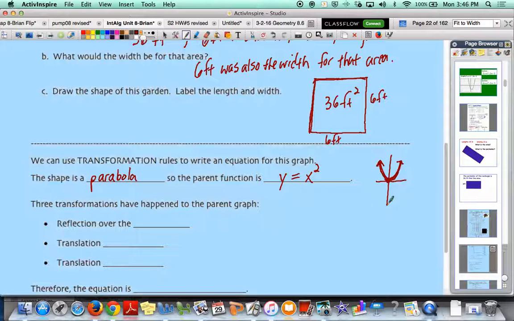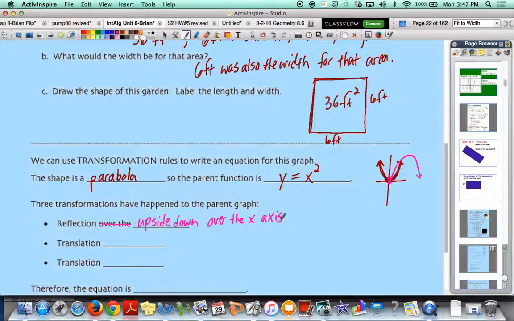The one that we have doesn't look quite like that. It looks similar to it, but it is more like this right here. So let's see if we can figure out what's happened. So it's been reflected upside down. So I might just say reflected. I'm going to cross out the words over the and just put reflected upside down. Well, I can add to that. Upside down over the x-axis. Since it's been reflected upside down, that means that it's been reflected over the x-axis.